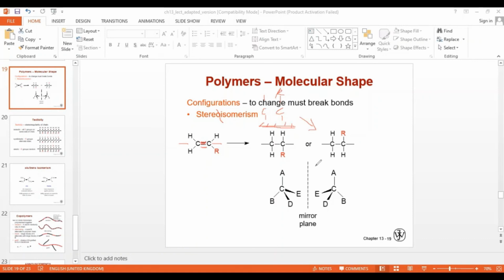Okay. In a similar way, you place a mirror here, right? You place a mirror here. So A will be there, this E will be here, this B will be here, and this B will be there, right? So the same structure taking different orientation is known as stereoisomerism, right? Stereoisomerism.